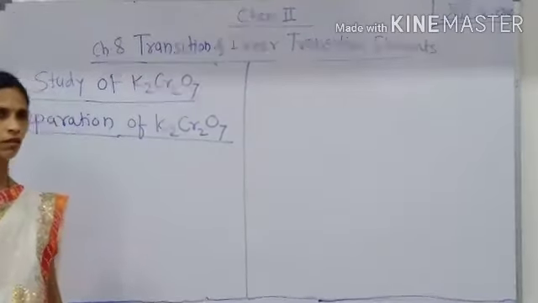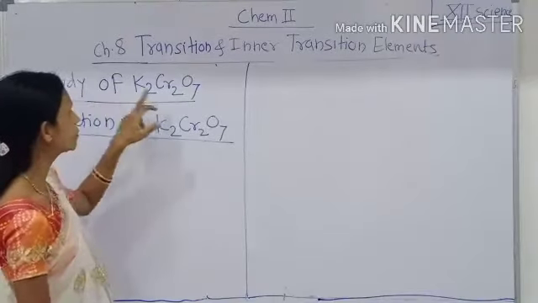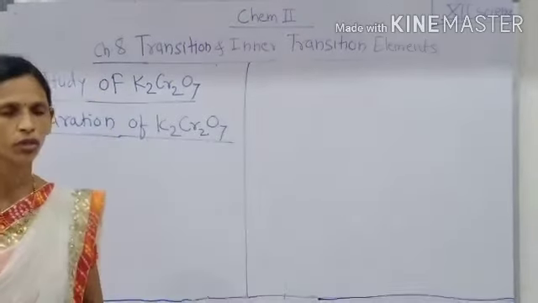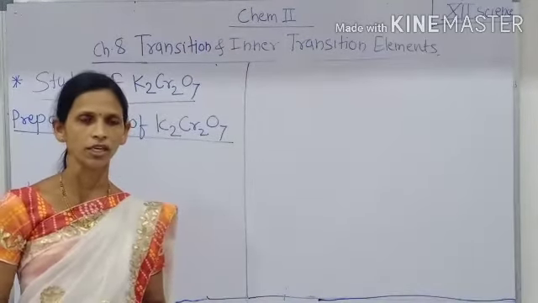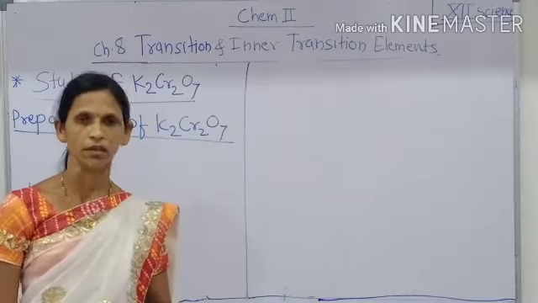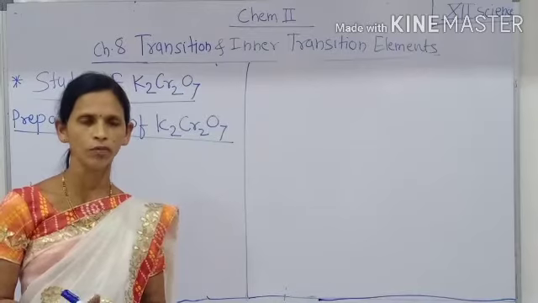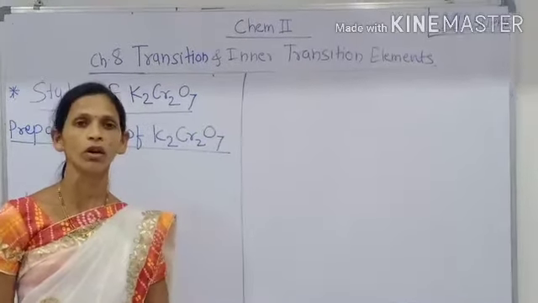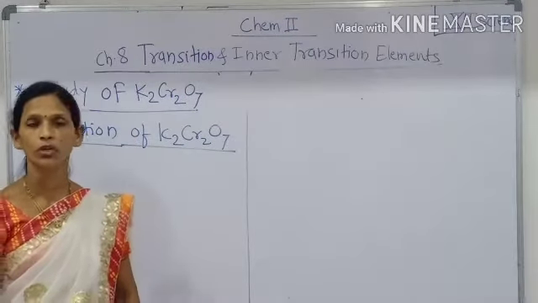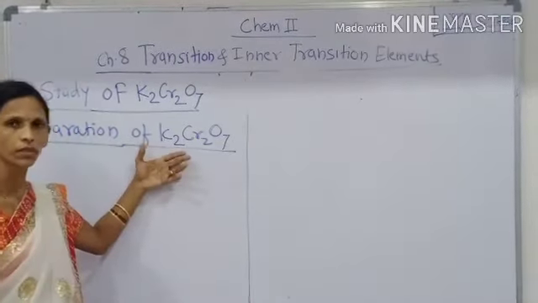Hello students, today we are going to discuss the compound potassium dichromate. In the previous lecture we studied the compounds of transition elements in detail. Out of that we studied KMnO4, that is potassium permanganate, its preparation, chemical properties, oxidation property and uses. Today we are going to discuss potassium dichromate in detail.